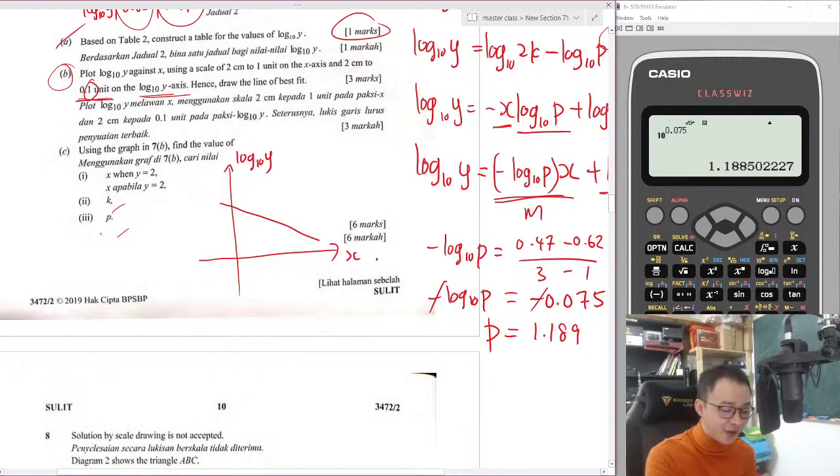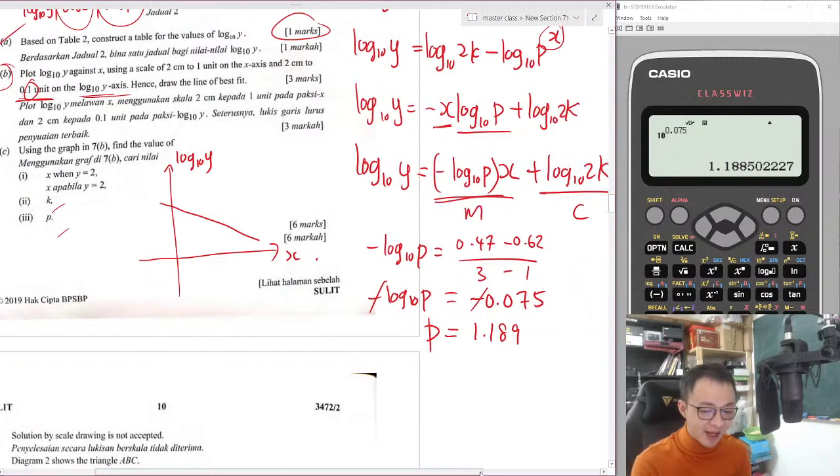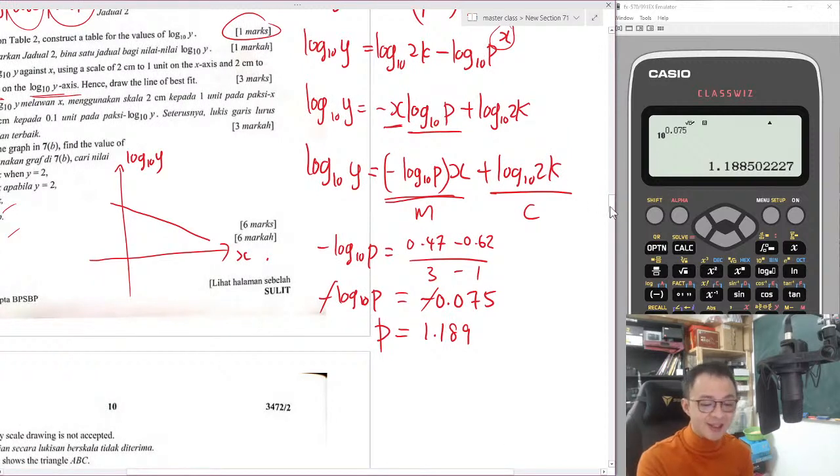Then if you want to find K, look carefully: this is my vertical intercept, right? Then you need to look back at the graph there. If the graph shows you the intercept at the vertical axis, let's say it's 0.7, then I would just say log 10 2k is equal to 0.7.